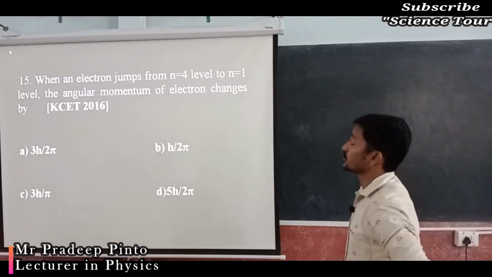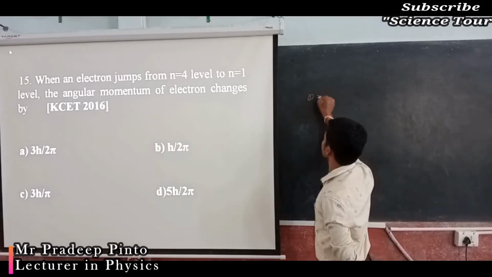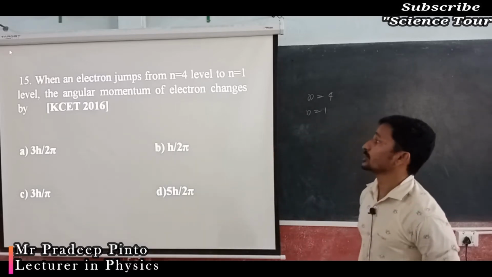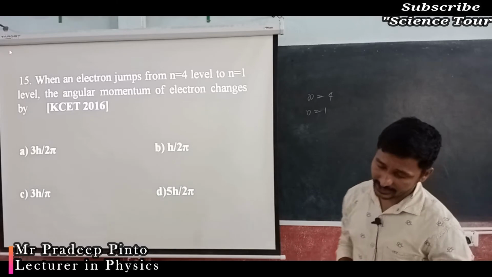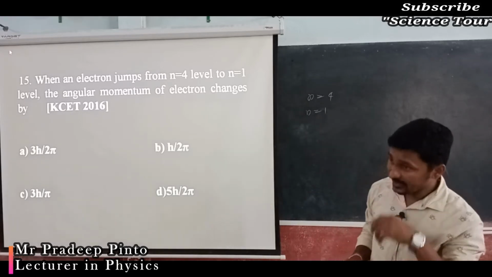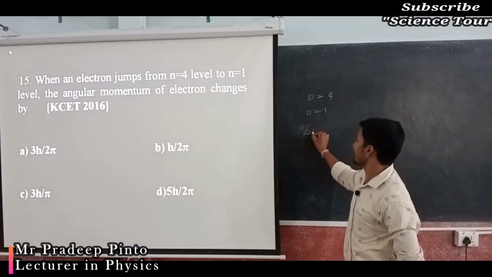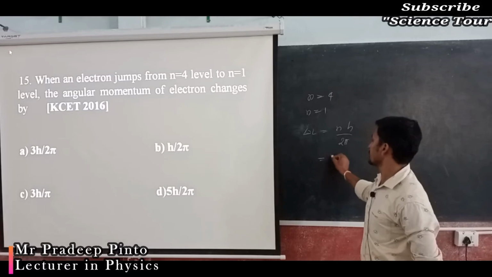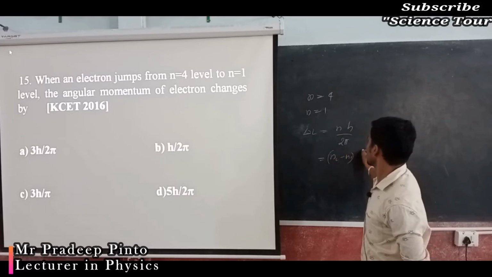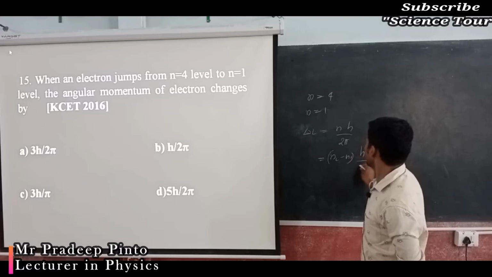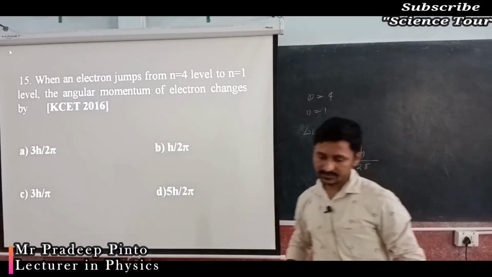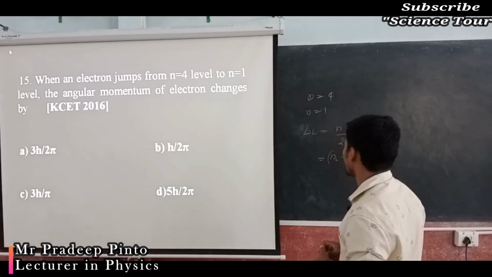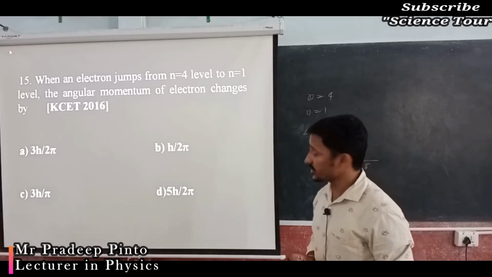Jumps from n is equal to 4 to n is equal to 1. The angular momentum of an electron changes by? So angular momentum is nothing but delta L, I can write down n into h by 2 pi, no? That is n is nothing but n2 minus n1, isn't it? So h divided by 2 pi. So that is nothing but n2 is 4 minus 1, that is 3h by 2 pi.